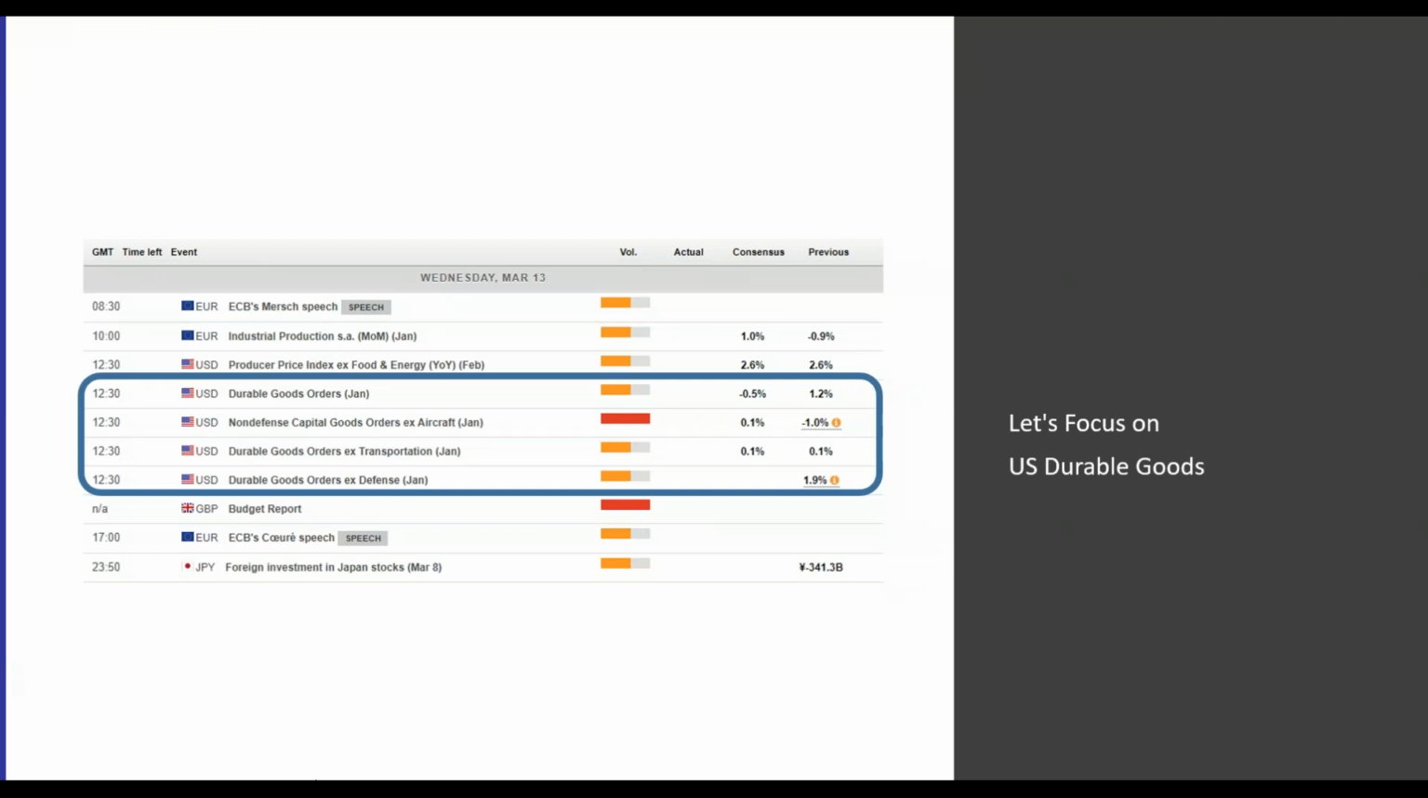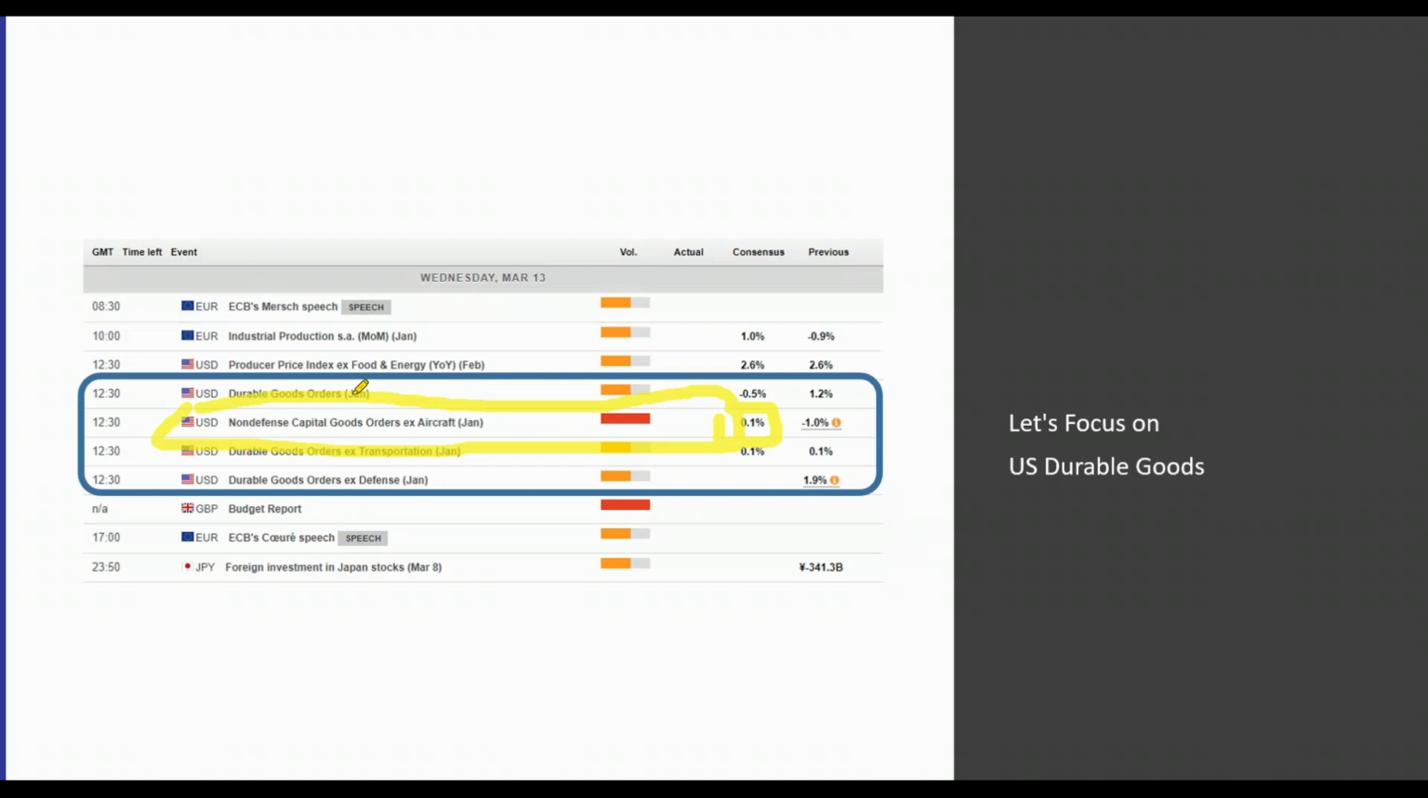Okay, so here we have tomorrow's events. We have the durable goods report, which is the level 3 report, the significant part or the significant data of this overall huge report. We're expecting a 0.1% increase. Also included in that report are the durable goods less transportation, the durable goods less defense, and the durable goods orders in general.